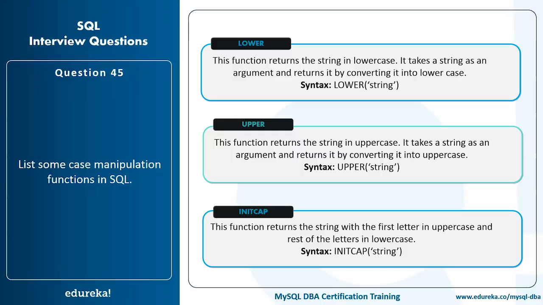Now moving forward to the next function, that is the upper function. This function returns the string in uppercase. It takes a string as an argument and returns it by converting it into uppercase. The syntax for this particular function is upper, and in brackets you mention the string within the quotes. Moving forward to the third function, that is the init cap. This function returns the string with the first letter in uppercase and the rest of the letters in lowercase. So the syntax for this function is basically init cap, and in brackets you mention the string with quotes. So guys, these were the three case manipulation functions in SQL.